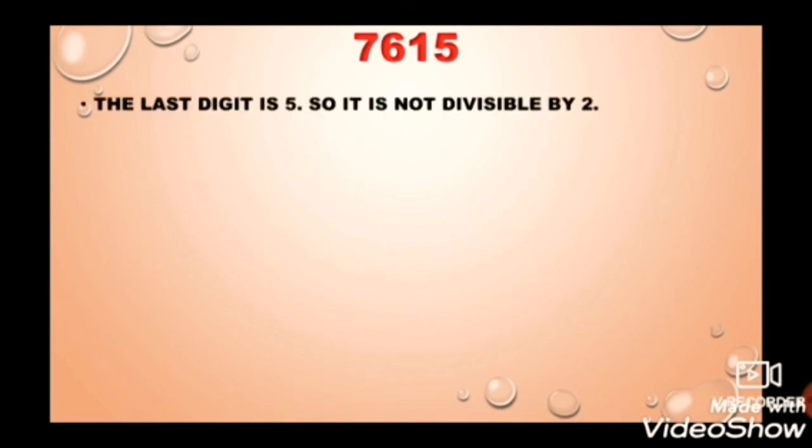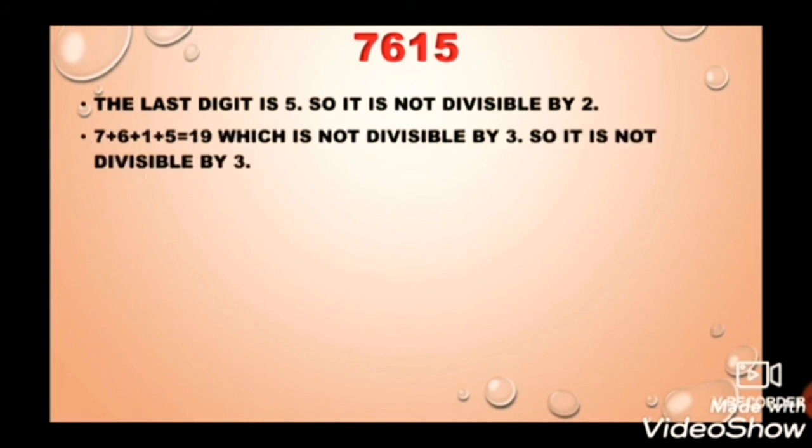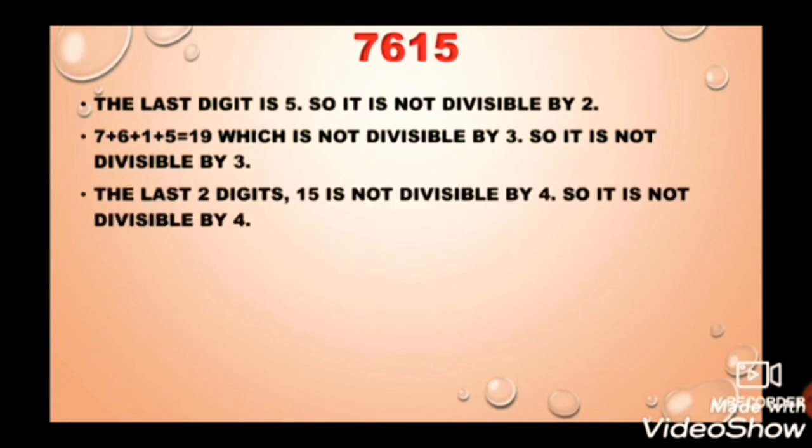Next, 7615. Check the divisibility rule of 2. The last digit is 5, so it is not divisible by 2. Next, check the divisibility rule of 3. The sum of the digits is 19, which is not divisible by 3, so it is not divisible by 3. Next, check the divisibility rule of 4. The last two digits 15 is not divisible by 4, so it is not divisible by 4.